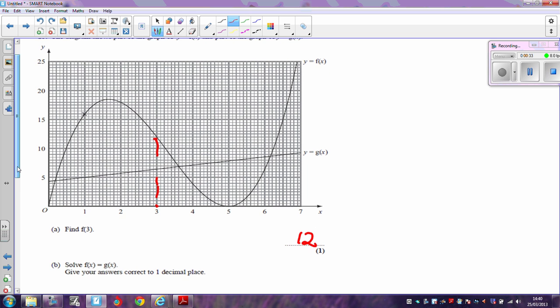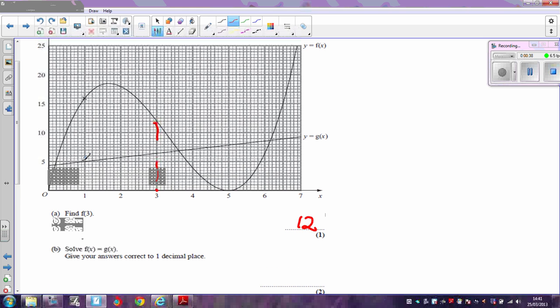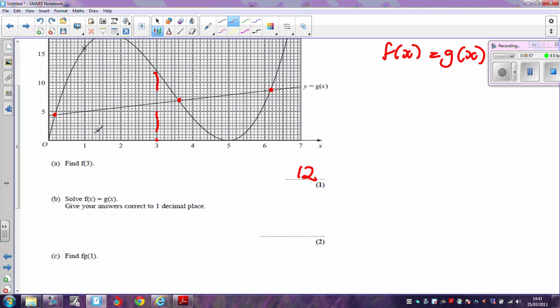Next question says, solve f of x is equal to g of x. Now, this is the graph of y equals g of x, this is the graph of y equals f of x, and where f of x is equal to g of x, that's just going to be the points of intersection of the two curves. So that's going to be here, here, and here, and all I actually need to do is write down the x values at those points. So we have 3 different values.